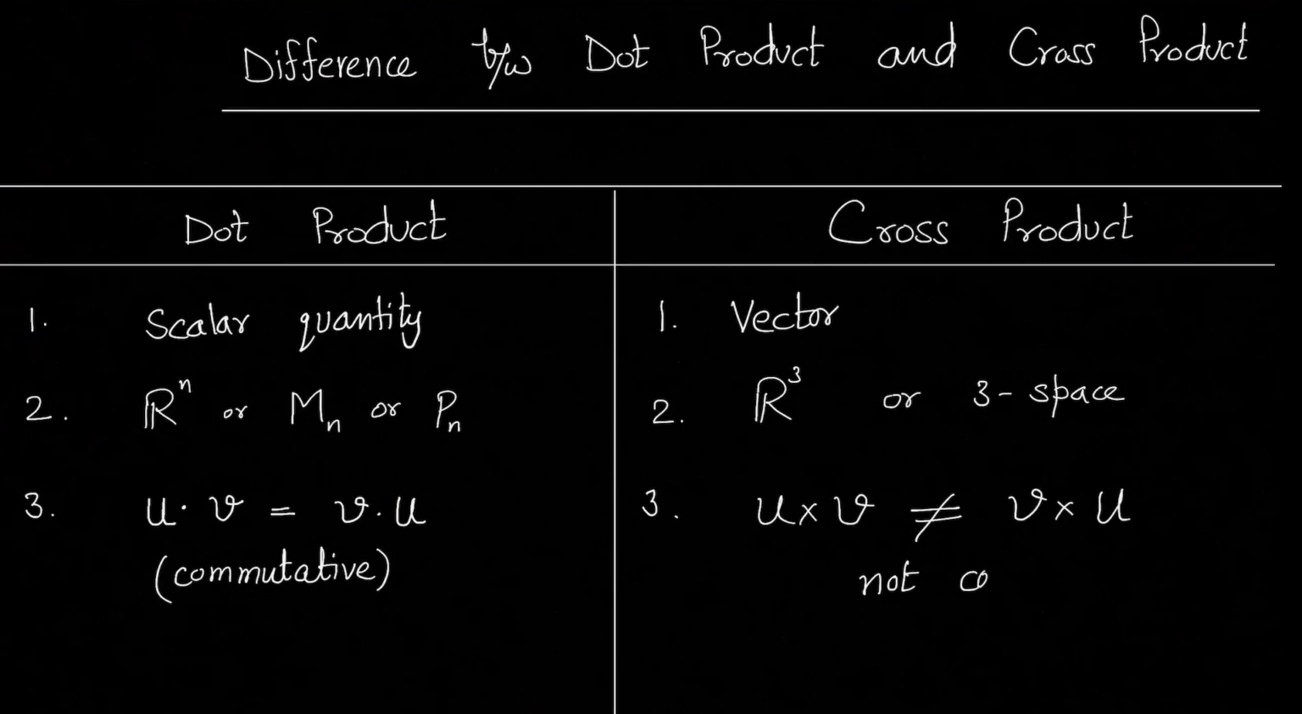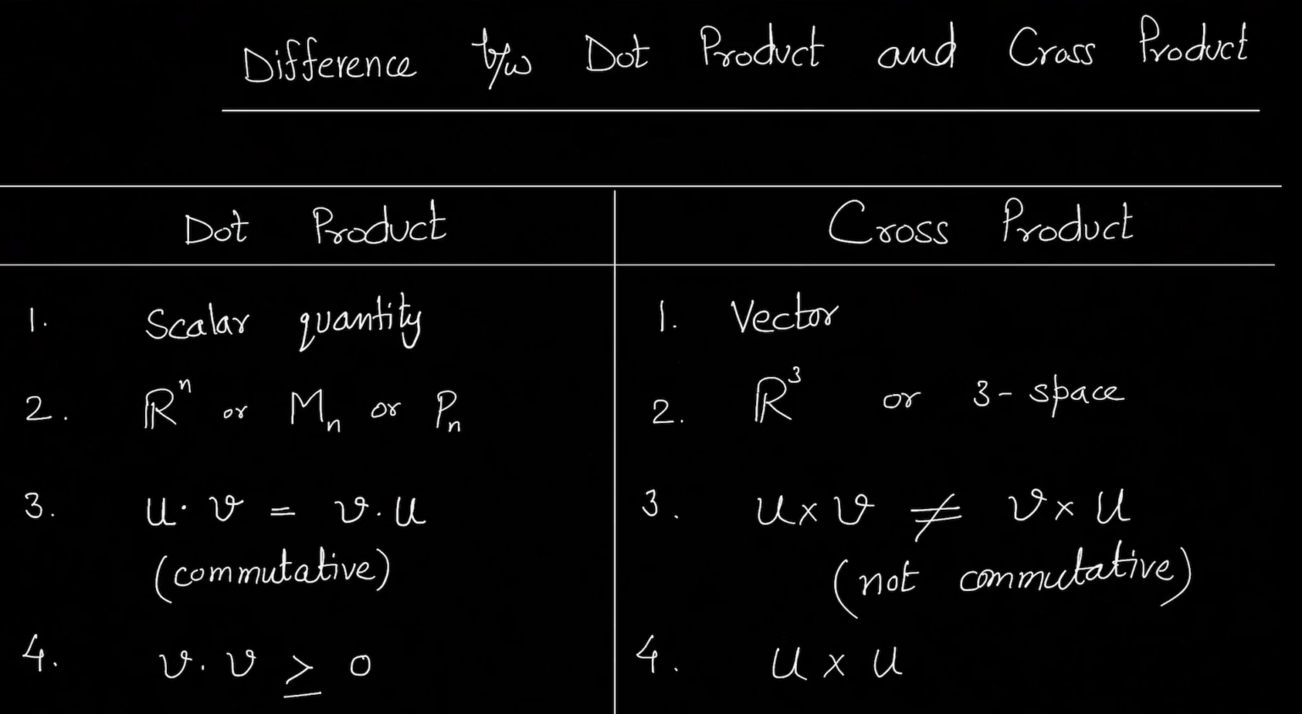The fourth difference between dot product and cross product is that if you take a dot product of a vector with itself, it will give you a positive quantity, or at least 0 if the vector itself is a 0 vector. But the cross product of a vector with itself will always give you a 0 vector. So these are the differences between dot product and cross product.